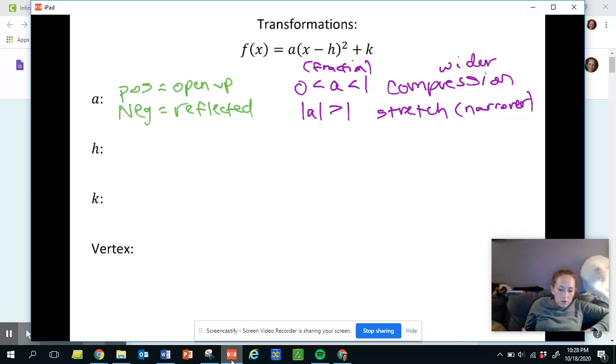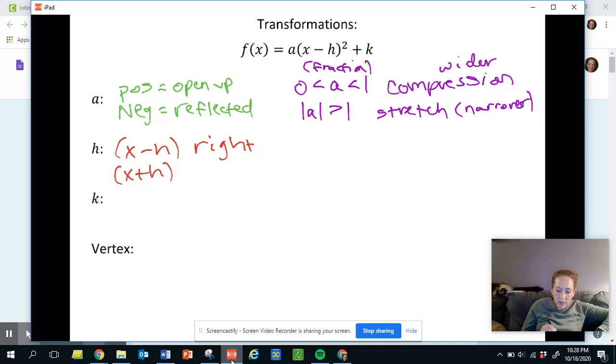H and K are much simpler. So for H, you either have x minus h, and if you have that, that means that it was moved right, or you have x plus h, where it's moved left. So the tricky part about h is that it does what's kind of opposite of normal. The minus goes right and the plus goes left, because pretty much whenever you have something in parentheses with x in an equation, it does the opposite. You always have to flip the sign to kind of make sense of it.